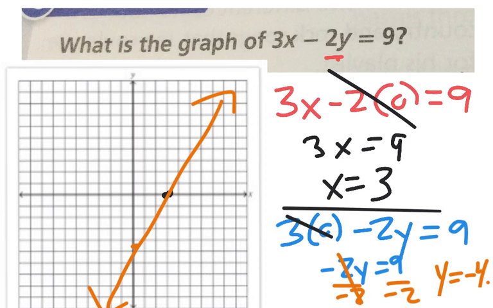So the y-intercept is at negative 4.5. And the slope is 3 over 2. Which means I could go up 3, right 2. Up 3, right 2. Guess what? It's the same line. No matter which way you graph it, you still point to the same line, because it's the same equation. So you could do it this way too.